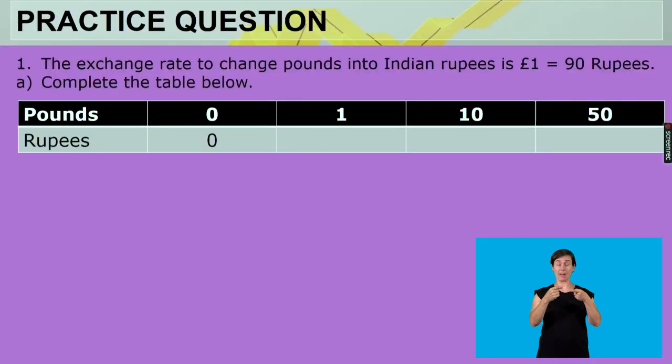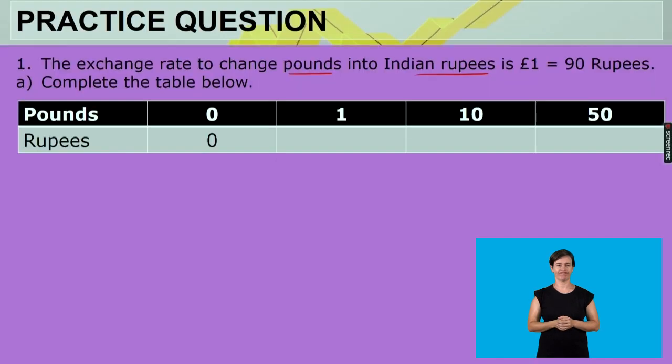Okay, so question 1. I indicated here that the exchange rate to change pounds to Indian rupees is 1 pound equals 90 rupees. 1a, complete the table below. Here we simply need to take the context and complete the table. If I don't have any pounds, obviously I won't have any Indian rupees. Are we fine? So if I have 1 pound, that will give me 90 Indian rupees.